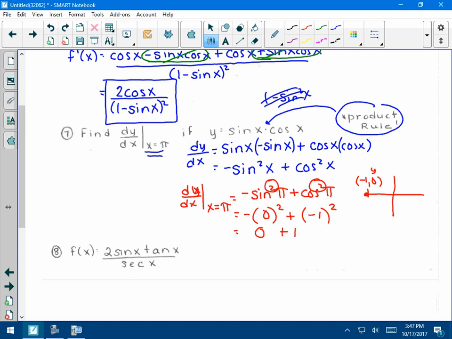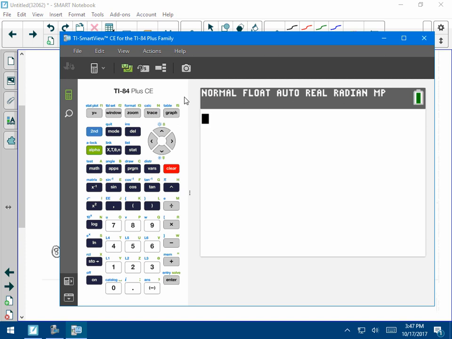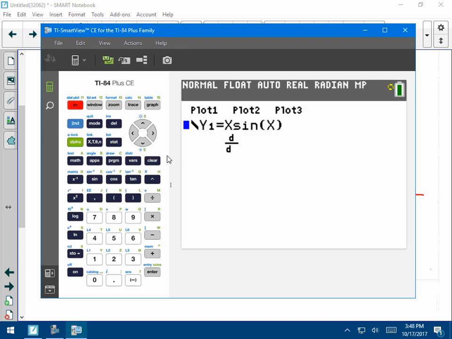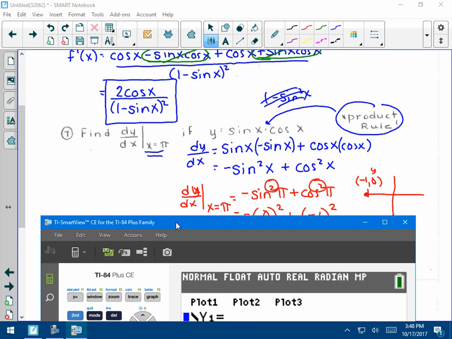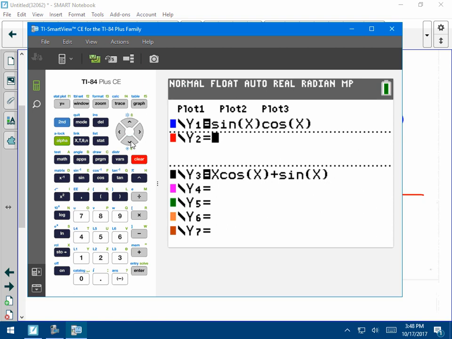That's 0 plus 1, so my final answer should be 1. Now remember that I can check really easily also. If I do a quick little n-deriv with that, I can just go y equals, what was my original? Sine x cosine of x. So we'll get rid of these other things. I don't need them anymore.